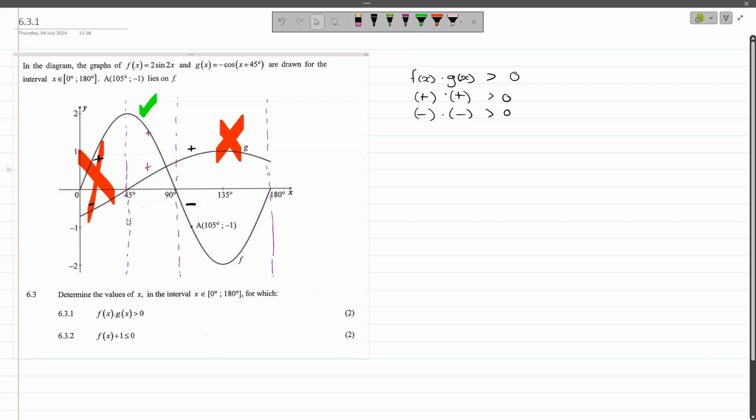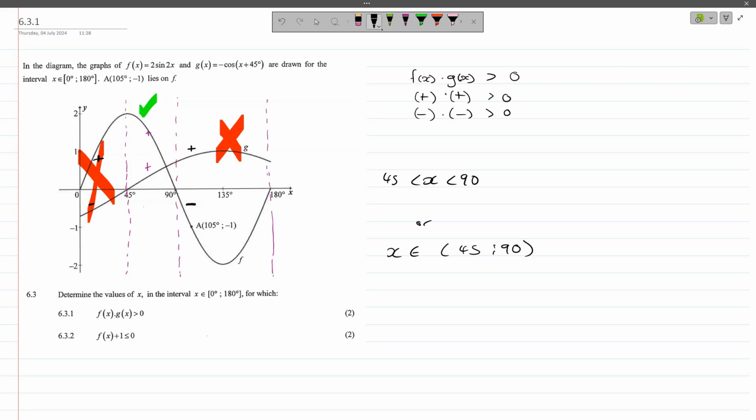Therefore, our answer will just be the x values between 45 and 90. So x will be between 45 and 90. And again, you can write it as x is an element of values between 45 and 90. And make sure not to use the square brackets that are inclusive. In this case, we are not including the boundaries.